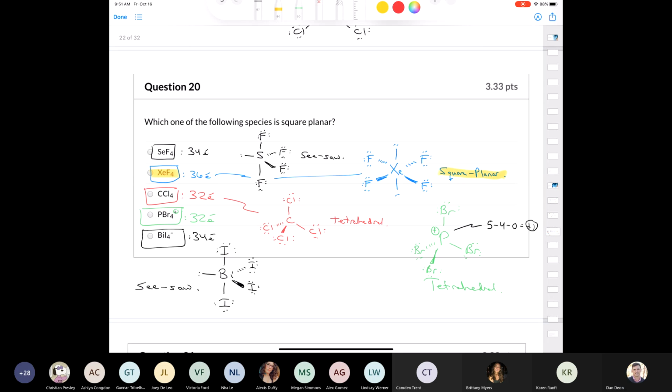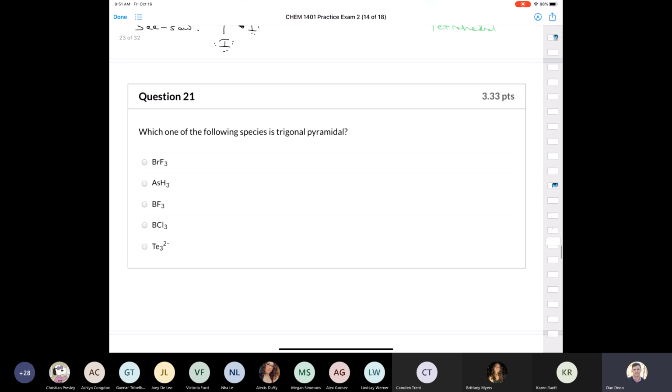Question 20. Let's move on to question 21. Which of the following species is trigonal pyramidal? They don't stop, do they? They don't stop. Okay.